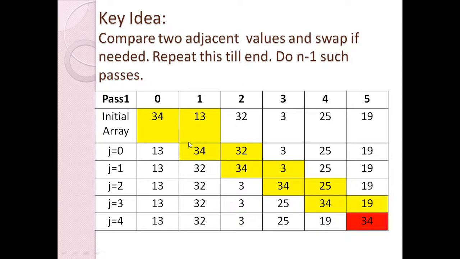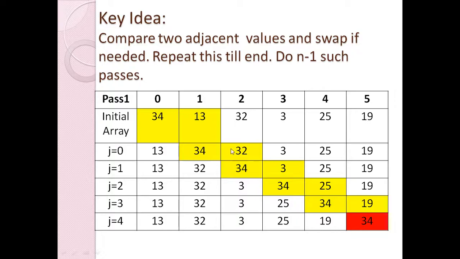So what we do in pass 1, first 0th and first element are compared, and if required, swapping is done. When I say if required, it means because we are sorting it in ascending order. So if this 13 is smaller than this, then we will swap it. So now after swapping, 13 is this side at position 0 and 34 is at this side. Then 0 and 1 compared and swapped.